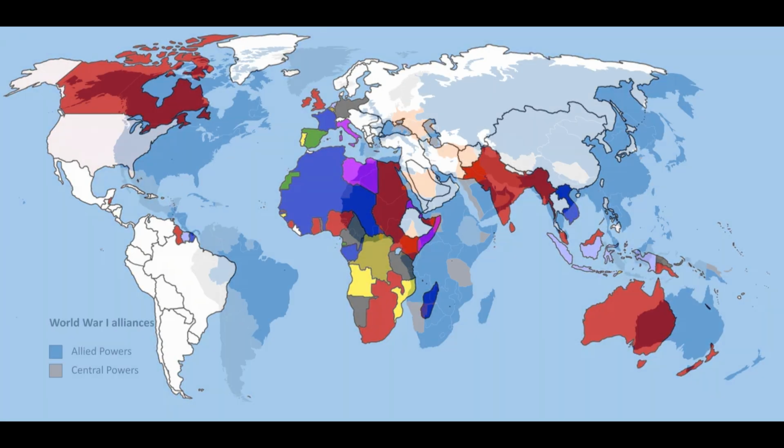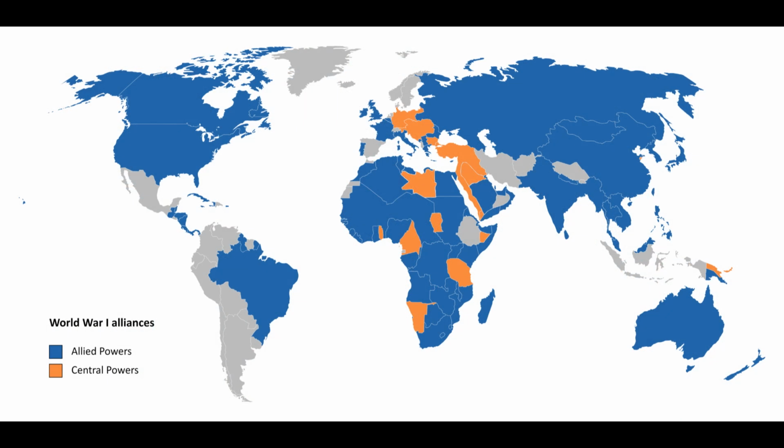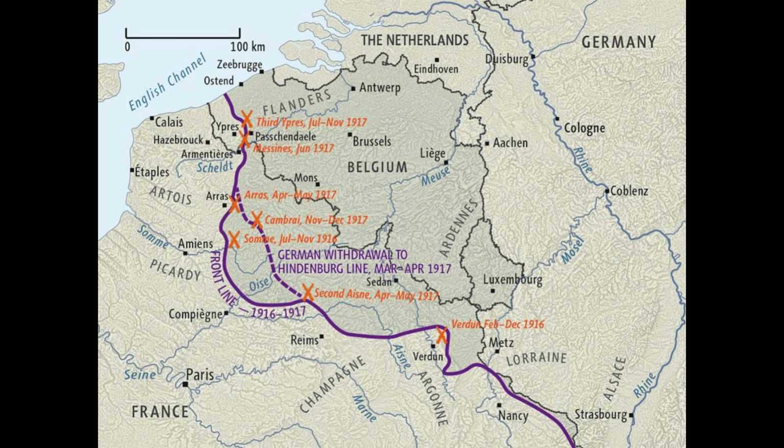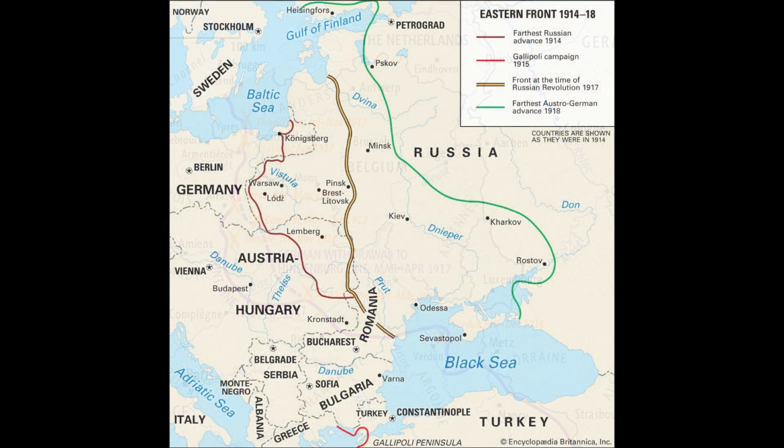The Allies, primarily comprising France, Britain, Russia, Italy, and later the United States, fought against the Central Powers, which included Germany, Austria-Hungary, the Ottoman Empire, and Bulgaria. The war was characterized by trench warfare on the Western Front, where both sides dug in and engaged in brutal, costly battles with little territorial gain. The Eastern Front, by contrast, saw more fluid movement and larger territorial shifts.